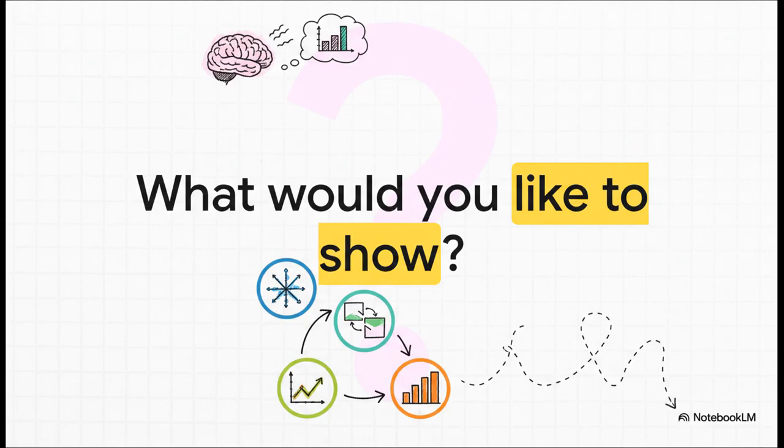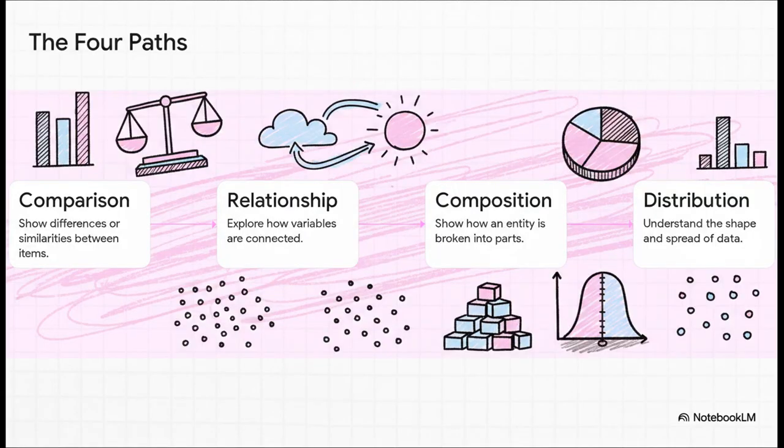You know, this whole process really just boils down to this one single question. Your goal, the message you want to get across, is what determines the chart you need. And your answer is going to lead you down one of four very clear paths. And here they are. This is the framework we promised. These are the four fundamental stories your data can tell. Are you making a comparison, showing a relationship, breaking down a composition, or looking at the distribution? Let's walk through each one so you know exactly which chart to pick every single time.